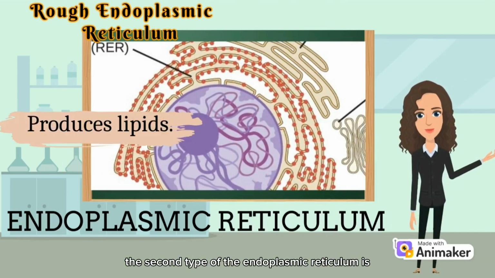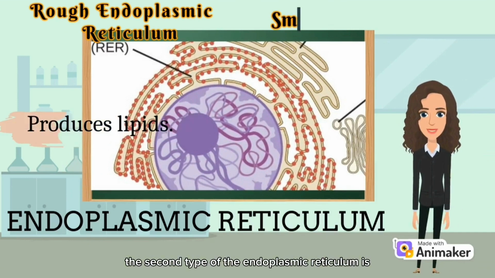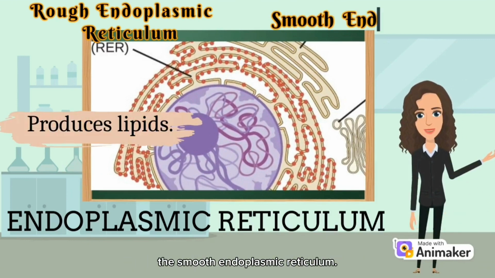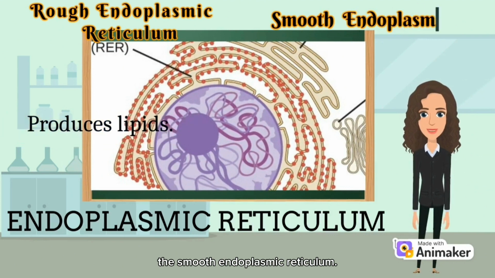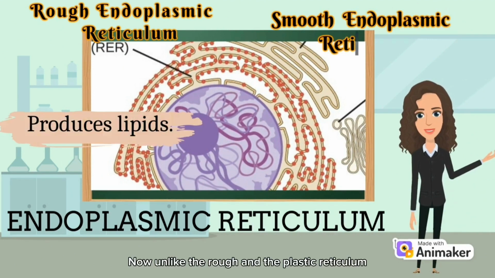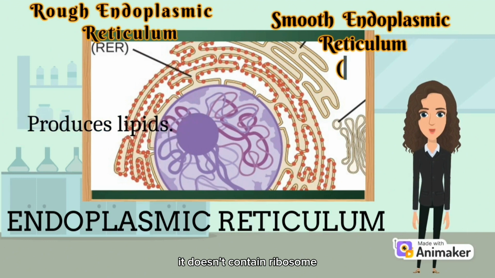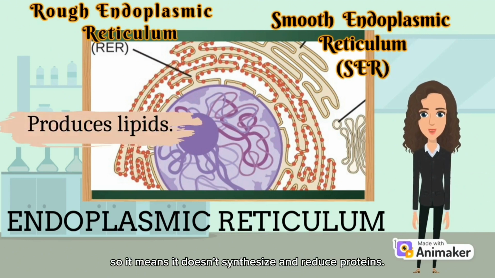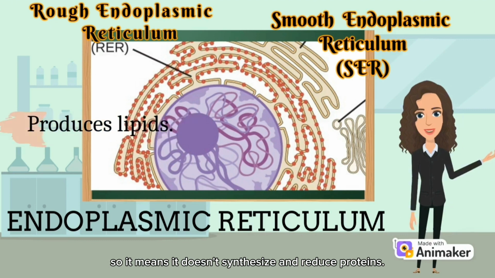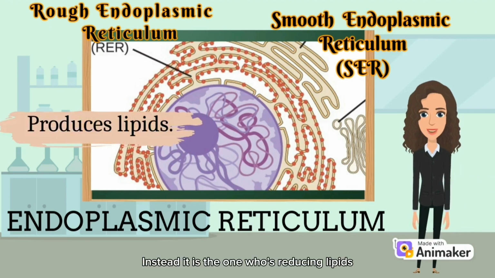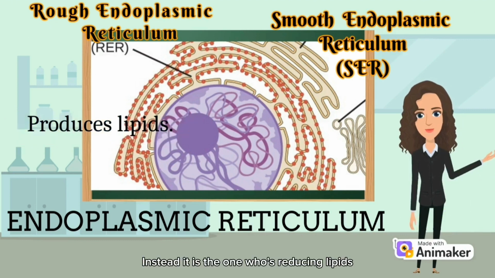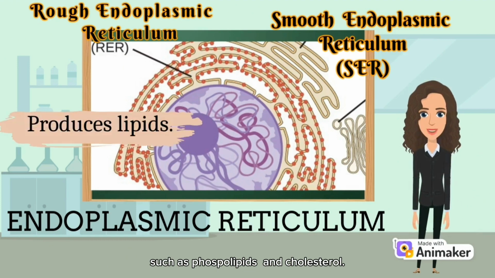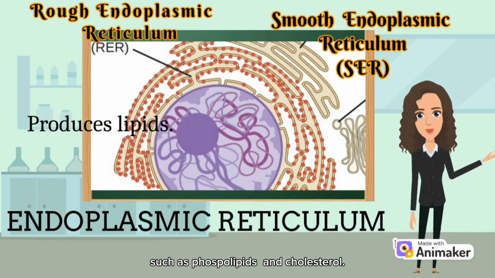Now, class, the second type of the endoplasmic reticulum is the smooth endoplasmic reticulum. Now, unlike the rough endoplasmic reticulum, it doesn't contain ribosomes. So it means it doesn't synthesize and produce proteins. Instead, it is the one producing lipids, such as phospholipids and cholesterol.